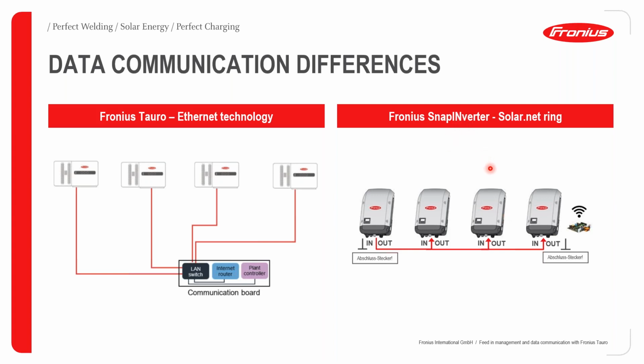If you look at the Fronius SNAP inverter, the communication was a bit different. With the SNAP inverters, we had what is called your solar.net communication ring. So here we had an in and out topology. Okay, so this is not a star topology, this is more of an in-out topology. Okay, in this particular topology, only one inverter needed a data manager. Okay, but each and every inverter needed a receiver card, which is basically the display card.